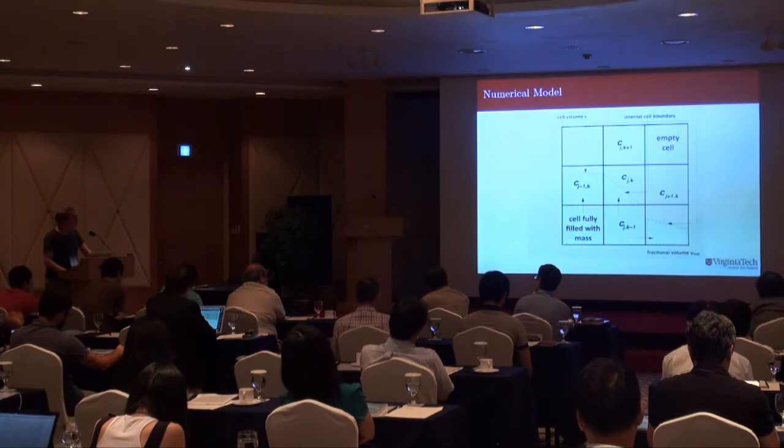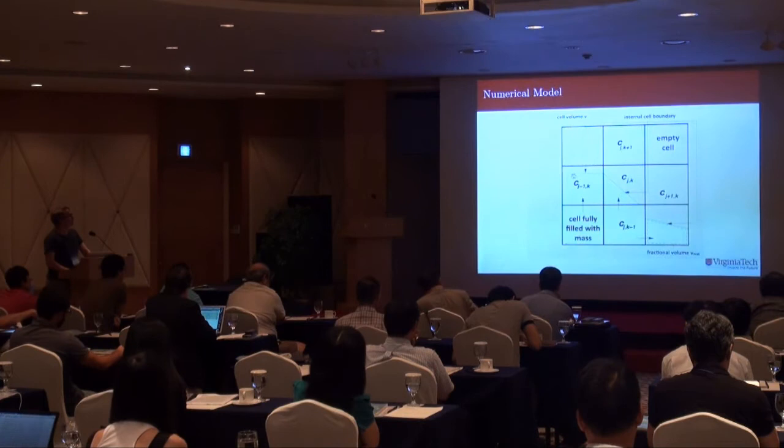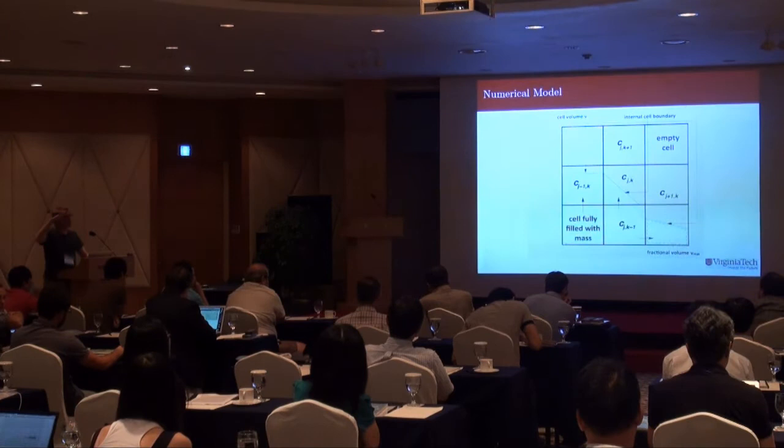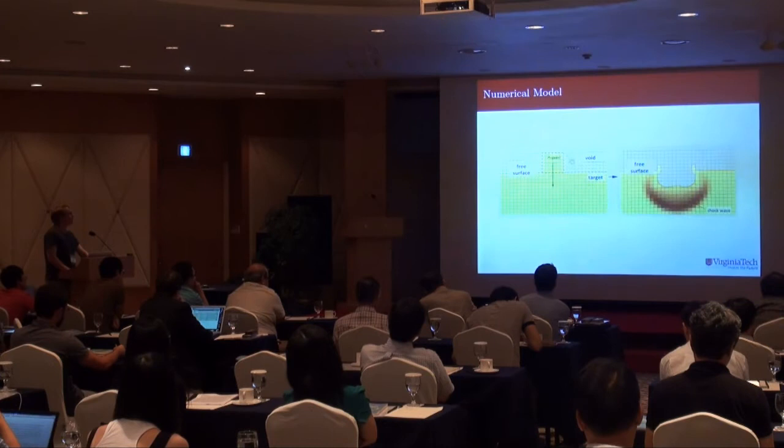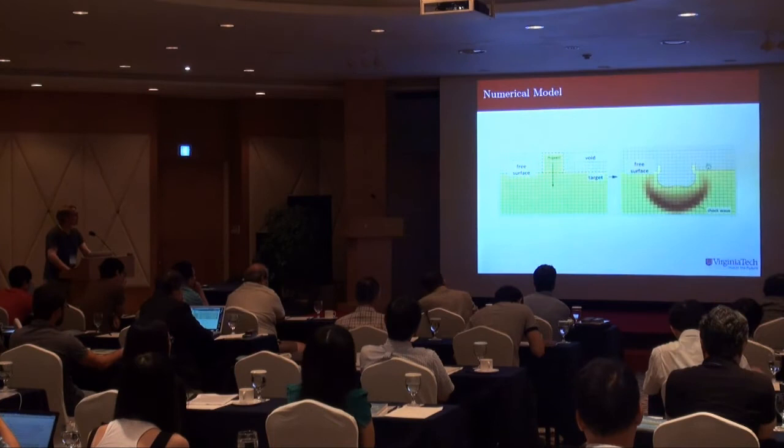So with this method, we can have very few cells in the water column and yet still resolve the water surface to measure the waves in reasonable accuracy. If you apply this, it's Eulerian, if you will, but with this interface tracking, then we can really nicely see the free surface, in this case, of a meteorite impact.